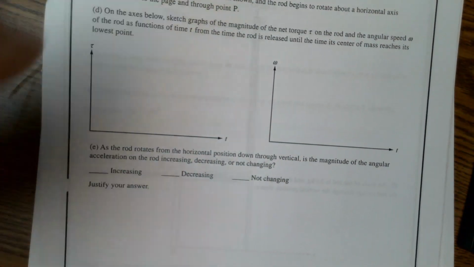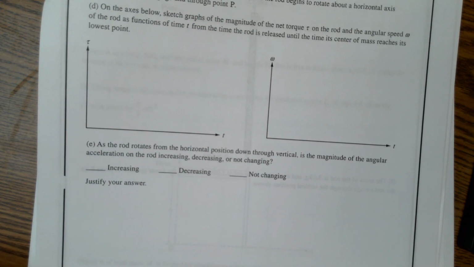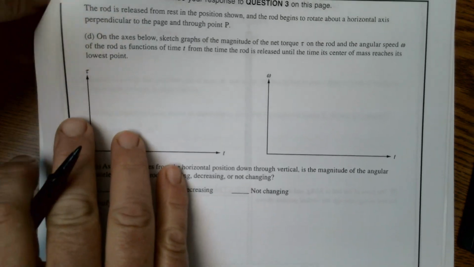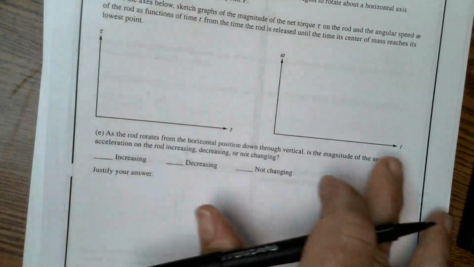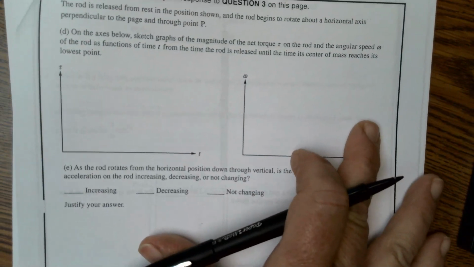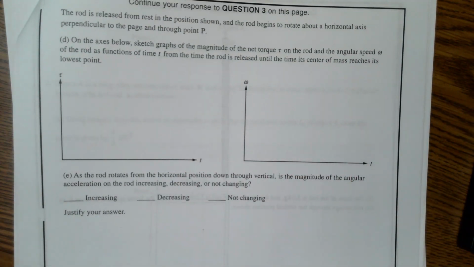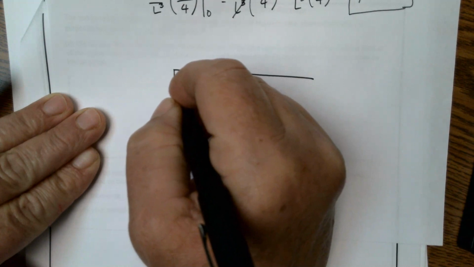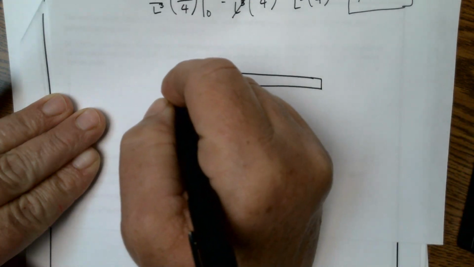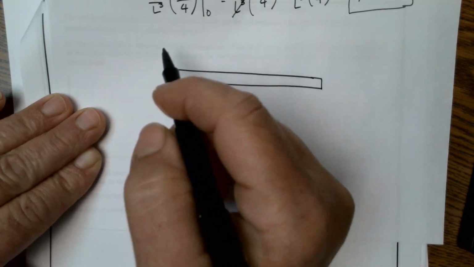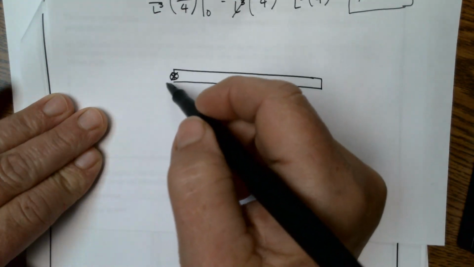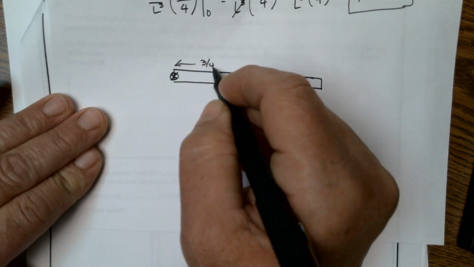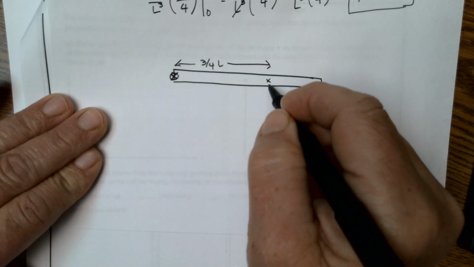Okay, now they release the rod in the position shown, and it begins to rotate about a horizontal axis perpendicular to the page and through point P. On the axes below, sketch the torque and the angular velocity as a function of time t. So we're going to draw a picture of the rod, and we're going to draw the forces acting on it. Not on this axle, because there is a normal or hinge force there that's holding it. But over here at 3/4 L, that's where the center of mass is.